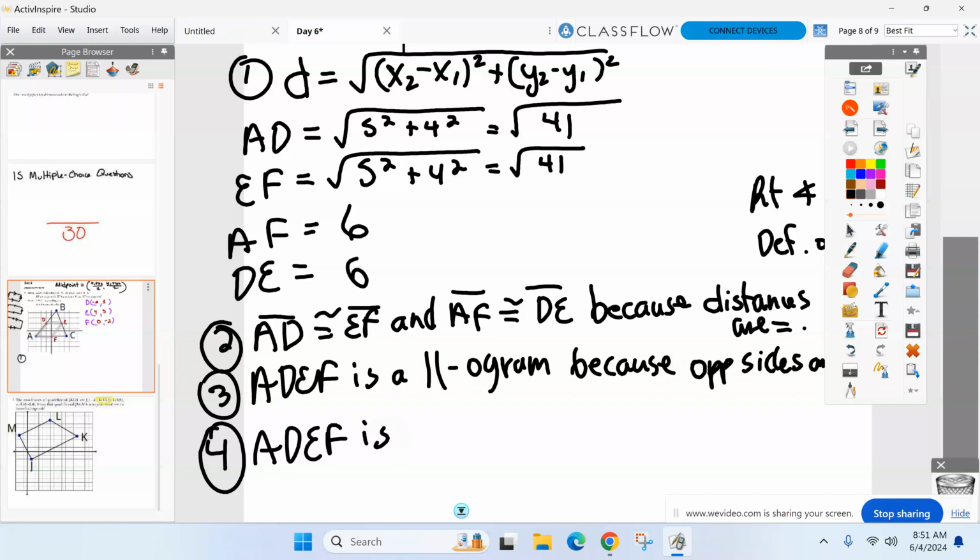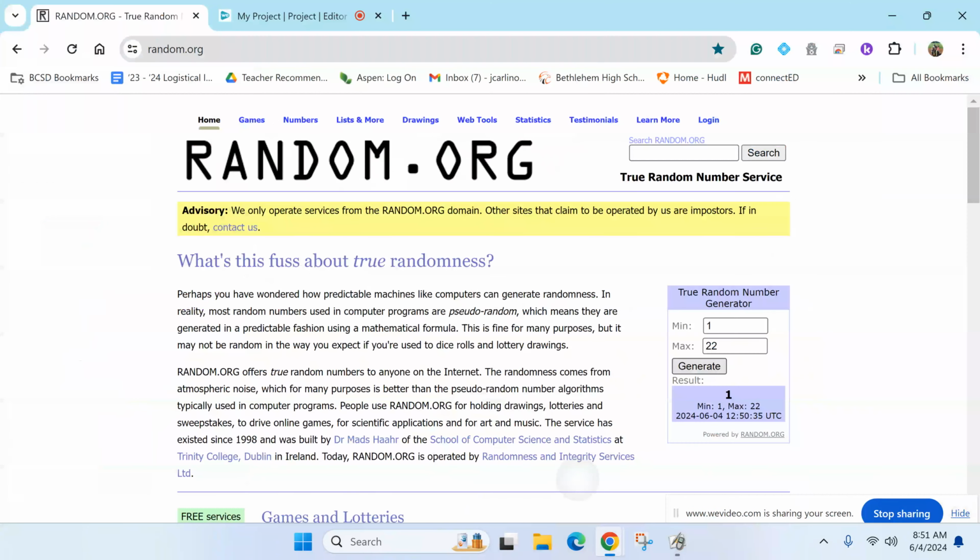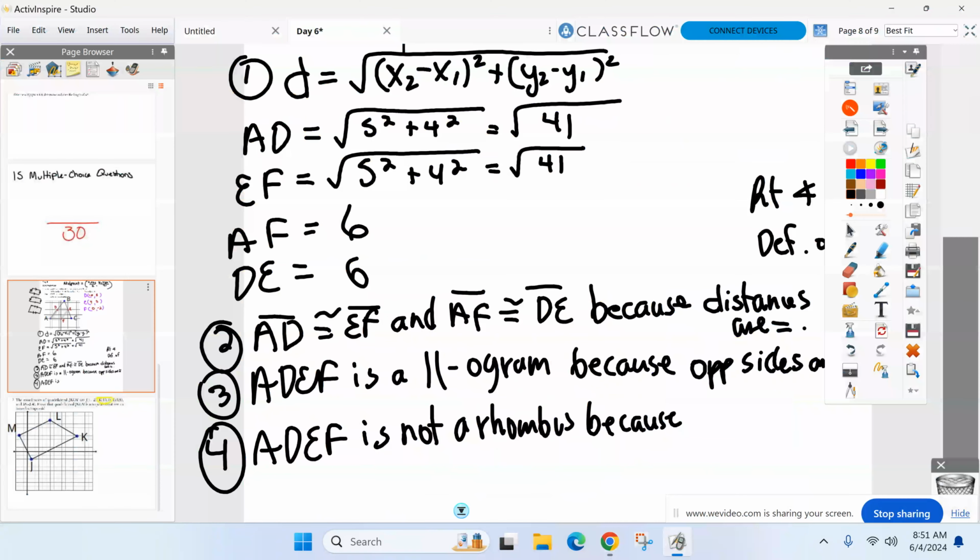ADEF is not a rhombus. And what's your because here now? ADEF is not a rhombus because, why? Yeah, perfect. All sides are not equal. Again, if you did slope, you can't write that until you show me two sides are not equal using distance. So maybe looking over the entire proof first and then saying, well, might be a good idea to do distance because I'm going to need it to show it's not a rhombus, but that's up to you.